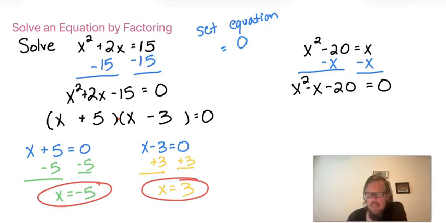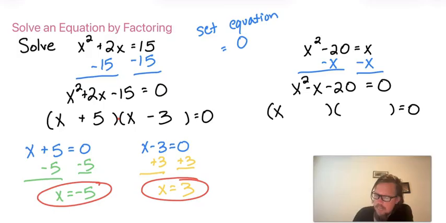There's no greatest common factor. So I go to the two parentheses. Again, we've got a negative c. This time we've got a negative b. So I need two numbers that I can multiply together to get negative 20, but when I add them, I get negative 1. And those numbers are negative 5 and positive 4.